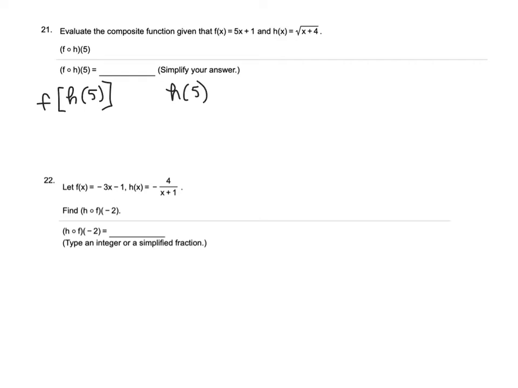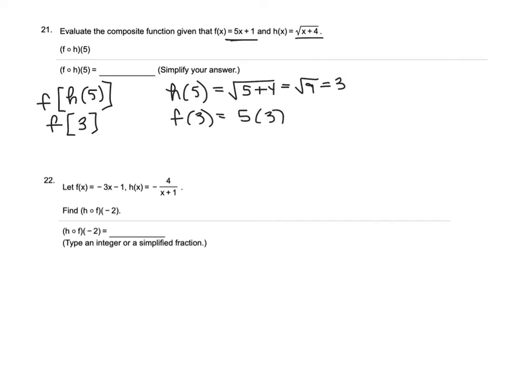And we go up and we find our h. Our h is the square root of x plus 4. And plug in 5 for that. So that would give us square root of 9, which is 3. Okay, so h of 5 is 3. And now we can find f of 3. So 3 becomes our new x. So we plug in 3, f of 3. Let's see, our f function is 5x plus 1. And that gives us 15 plus 1 is 16. And that's my answer.